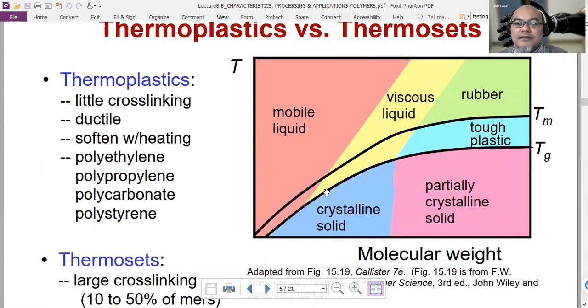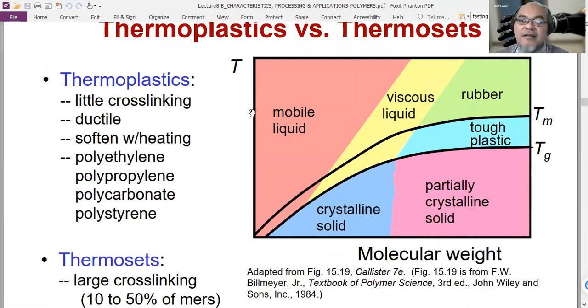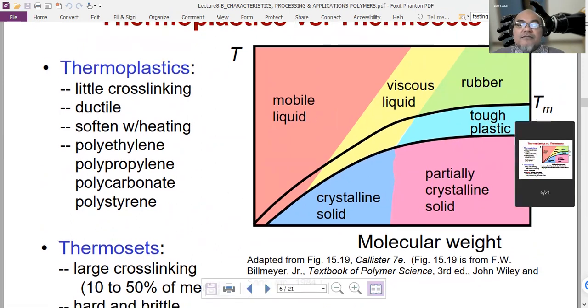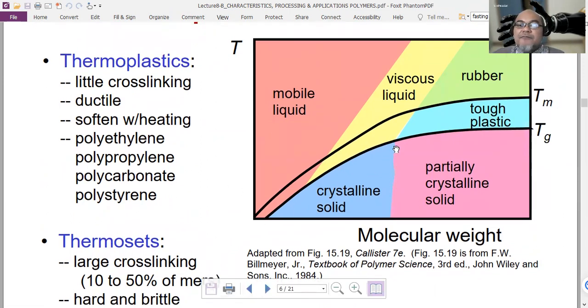So this is similar to a phase diagram in metal, but this is temperature against molecular weight. In tough plastic, usually they have very high molecular weight because of the large cross-linking. In viscous fluid or crystalline mobile liquid, it is at high temperature and the molecular weight is small.